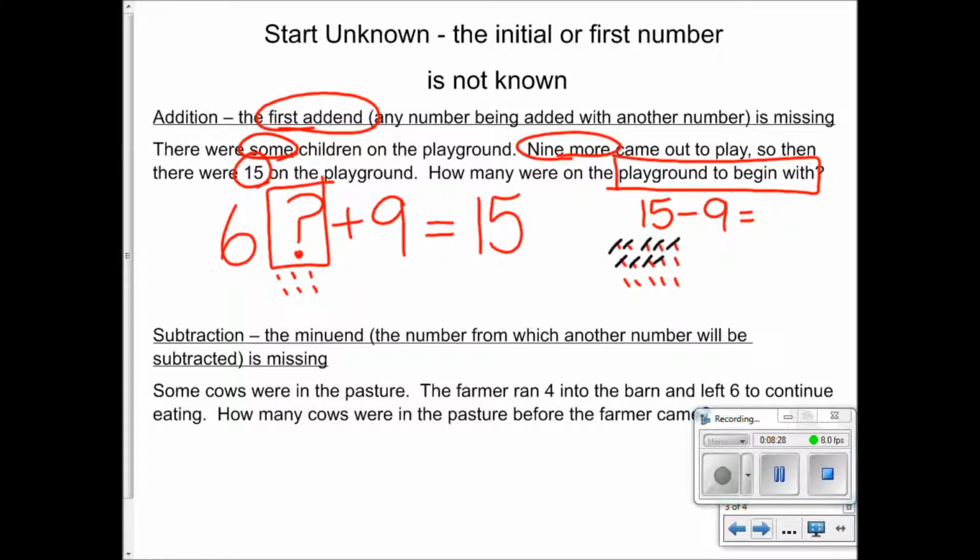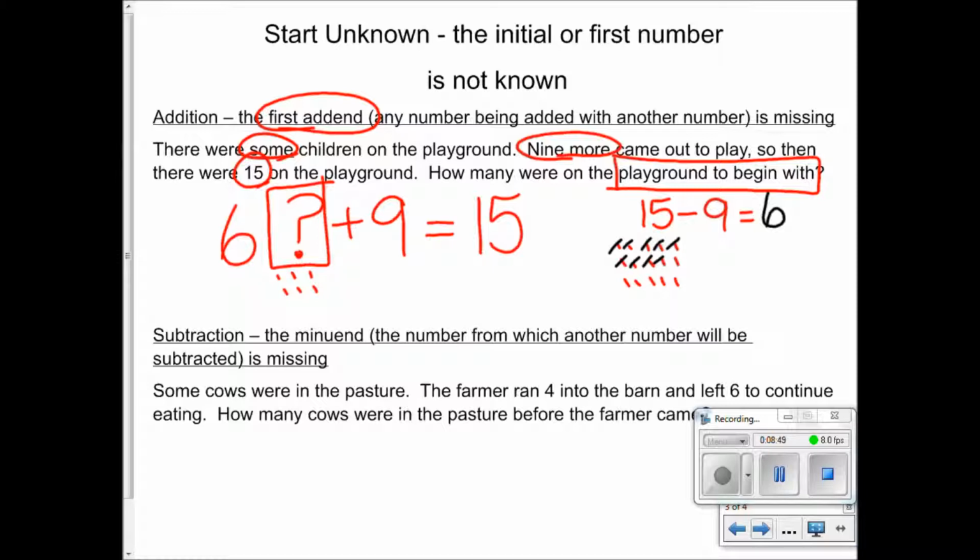I still get 6. That is another way to solve this. I'm not worried about you knowing that right now. I'm just wanting to introduce you to what it means by start unknown. We have a missing add-in, and how we get those missing add-ins is what we're going to work on. But you need to know when you see that.